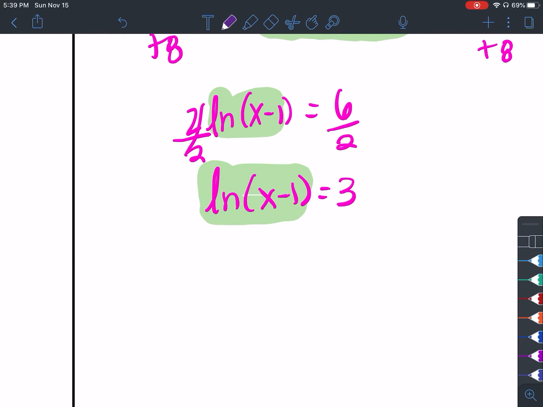I do have to use some background knowledge here, and the idea that the ln is the natural log, so the base here is actually e. So what I'm going to start with is e. 3 represents the exponent, and the argument represents the answer.